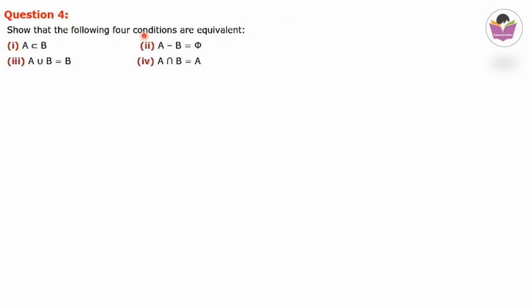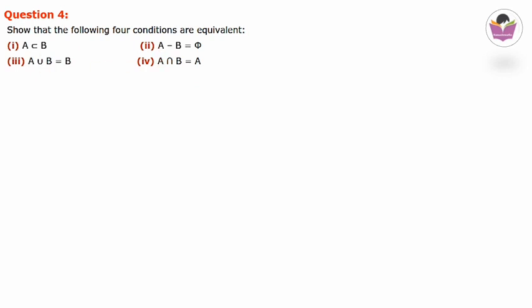Next we shall discuss question number 4. Question is, show that the following 4 conditions are equivalent. First condition is A is a subset of B. Second condition, A minus B is equal to null set. Third condition, A union B is equal to B. Fourth condition, A intersection B is equal to A. Here we have to prove that all these 4 conditions are equivalent.